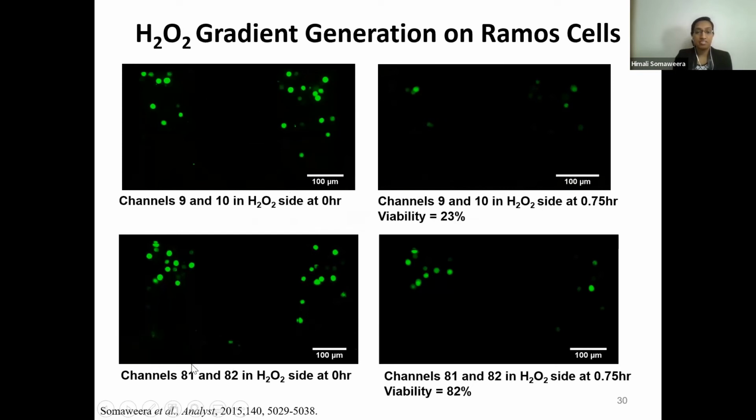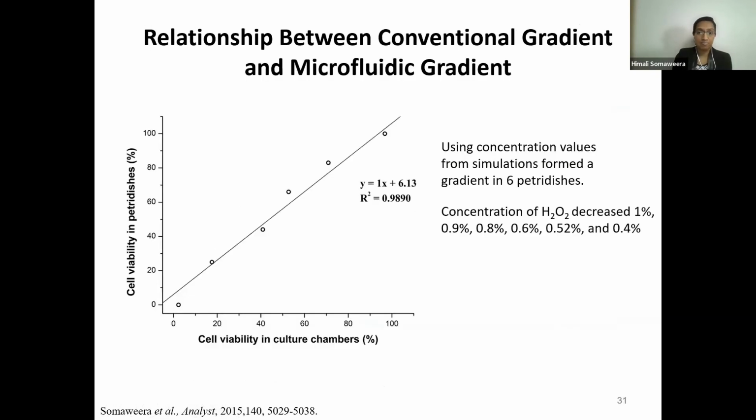And then for the channel 81 and 82, H2O2 side 0 hours, the viability is higher, and then it's increased to 82%. Not increased, but it's not decreasing as the previous channels found in the beginning of the H2O2 side. So this is also showing that we can use this chip to analyze different concentrations on cells, and to make sure how the conventional gradient and microfluidic gradient work together, we did the conventional analysis.